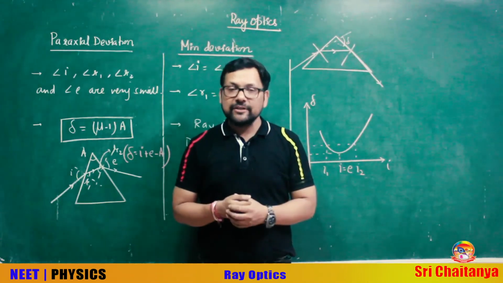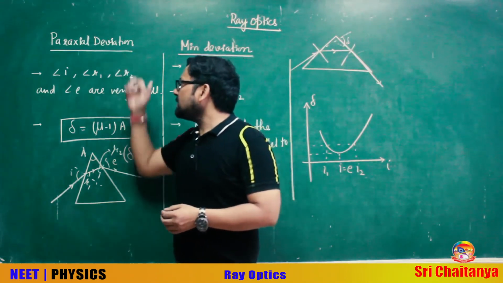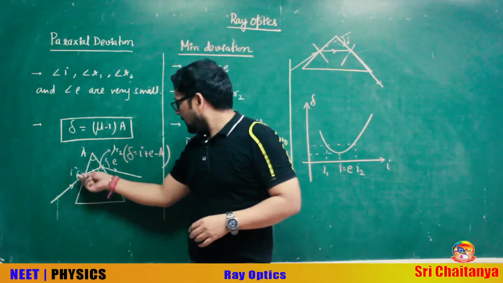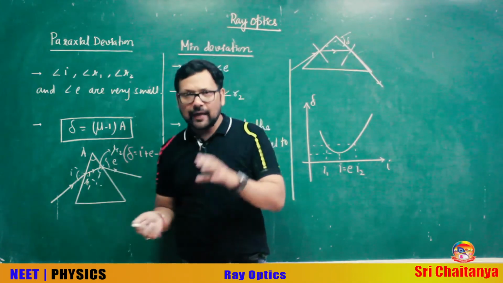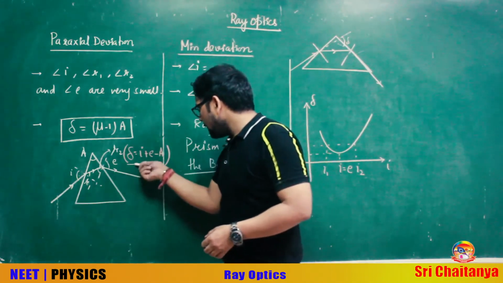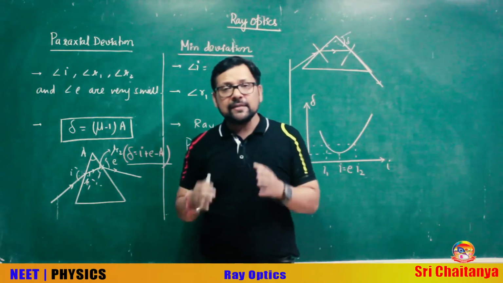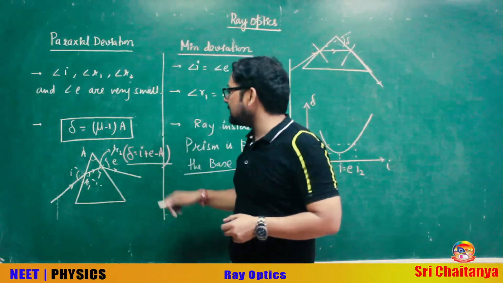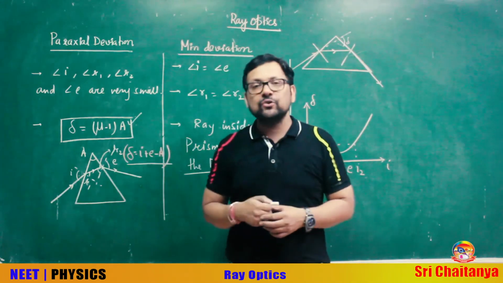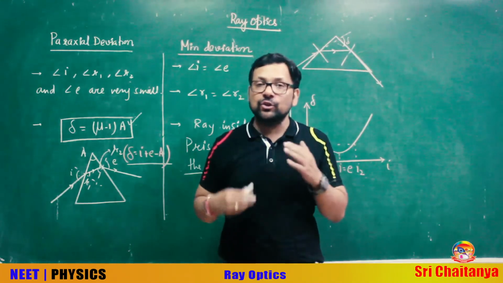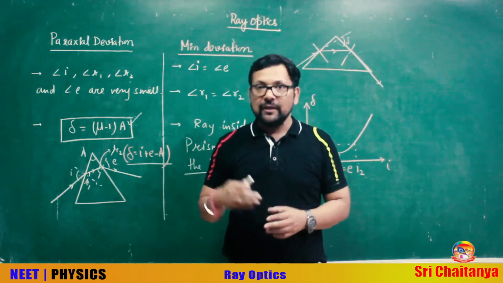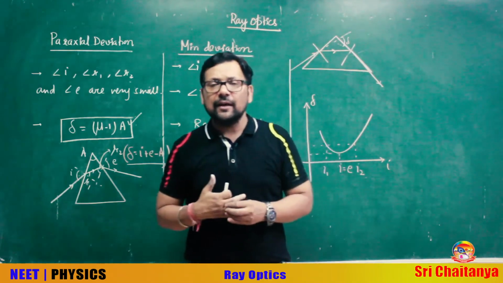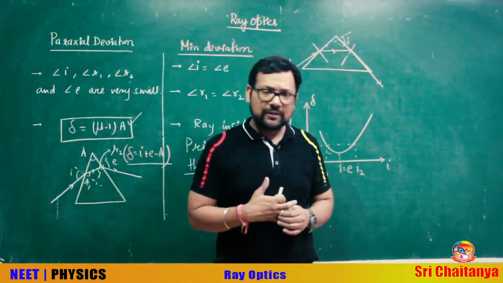Let's discuss the deviation types now. Paraxial deviation. Paraxial means the angles are very small. The four angles you can see are I, R1, R2 and E, and the actual formula for deviation is I plus E minus A, where A is R1 plus R2. When all the angles here are very small, deviation is given by (mu minus 1) into A. But let me tell you, this is not the real formula for deviation. You can use this formula when the prism angle is very small, up to 5 to 10 degrees. Obviously, the rest of the angles must be smaller as well.